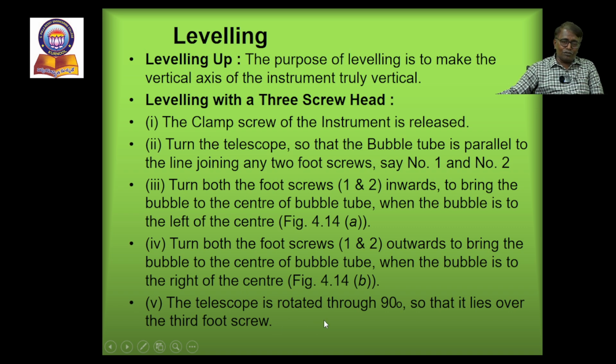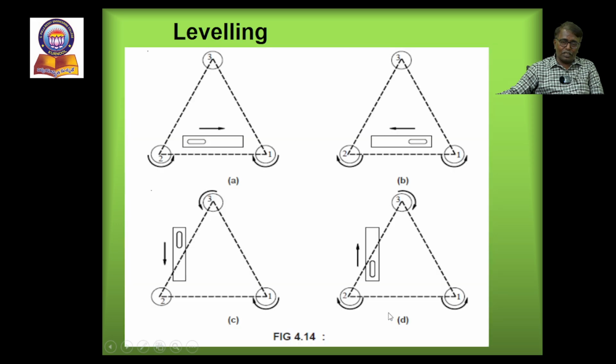Next, the telescope is rotated through 90 degrees. That means now only the third foot screw is rotated, either clockwise or anti-clockwise, based on the location of the bubble. If the bubble is near to the third foot screw, then rotate inwards, in the anti-clockwise direction. When the bubble is away from the third foot screw, then rotate in the clockwise direction, so that the bubble is brought to the center. And the entire process is repeated.